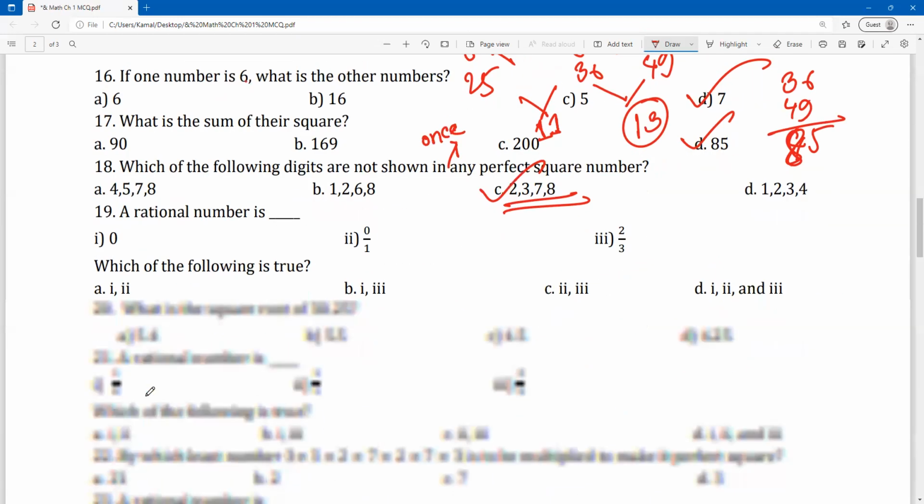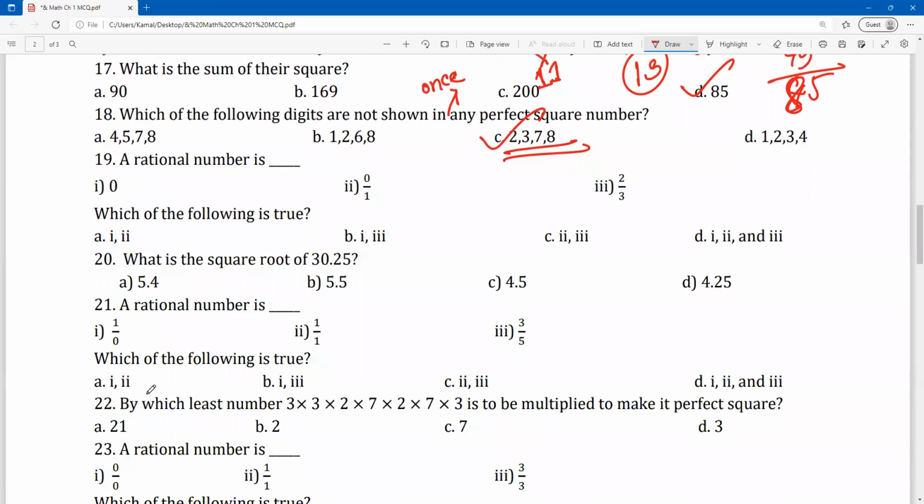Okay, now question number 19. A rational number: definitely 0 is a rational number. 0 by 1 is a rational number. And 2 by 3 is a rational number. So here, question number 19, we have to answer A, B, C, D. All are the correct answer.